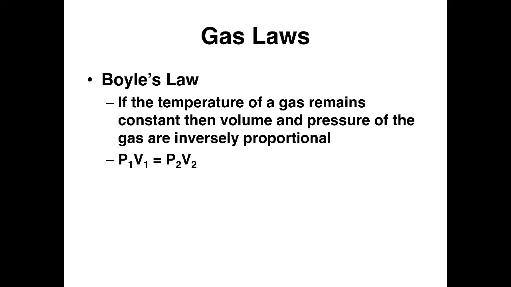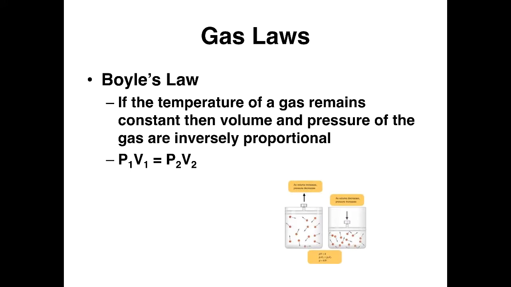Now, mathematically, it's expressed like this: P1 V1 is equal to P2 V2. That is to say, the product of the pressure and the volume in the first state is equal to the product of the pressure and the volume in the second state. And obviously, if in the first state the pressure goes from a high value to a low value, then the volume will have to go from a low value to a high value for equality to remain.